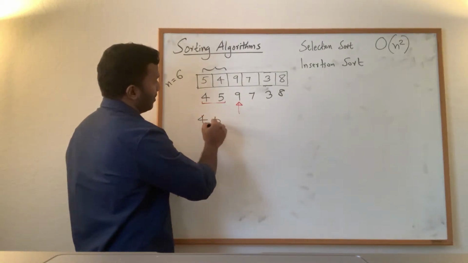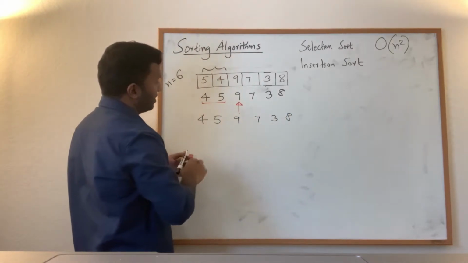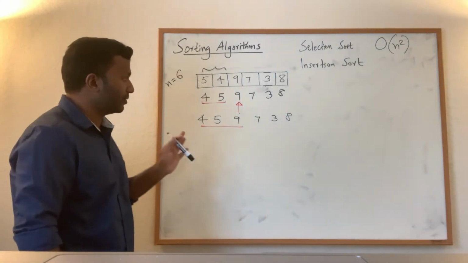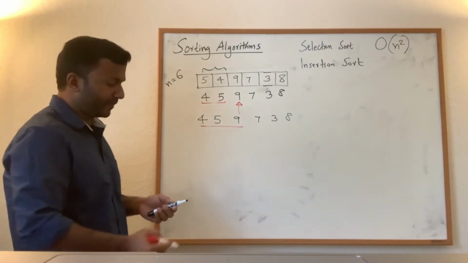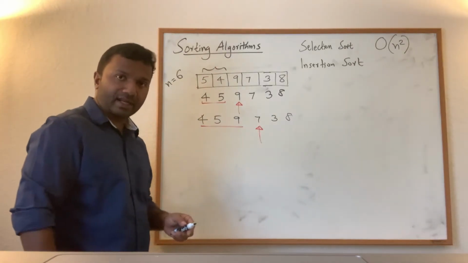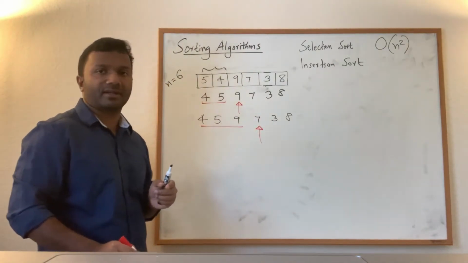So at the end of the third step, the array will look the same, and I know that the first three elements are now sorted. Next step, we're going to have a look at the next element and check if the first four elements are sorted.